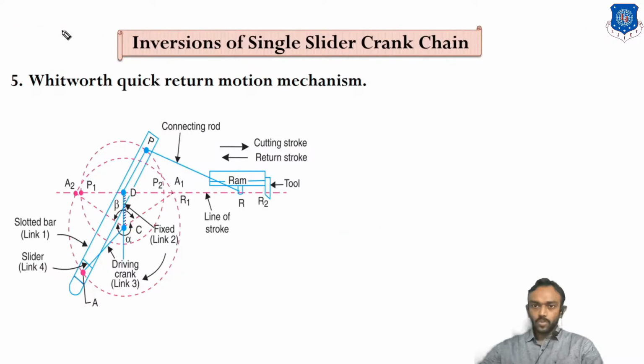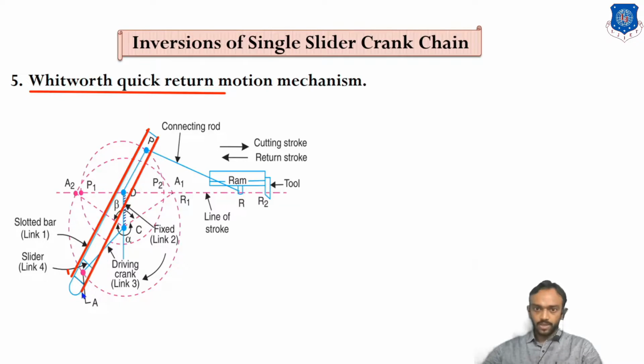Thank you. Okay, let's start our next inversion, which is the Whitworth quick return mechanism. Same as a slotted bar, but the orientation of links and all is slightly different. You can see this is the assembly. So first of all, you can see the slotted bar here. This is the slotted bar.